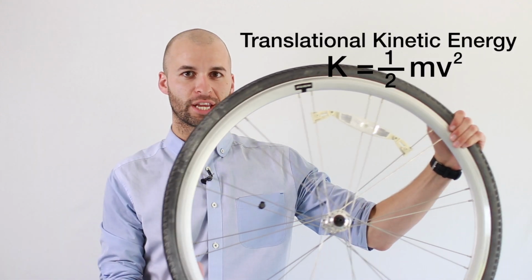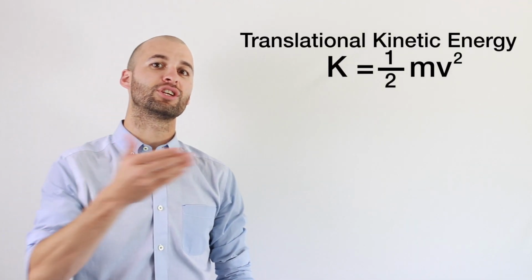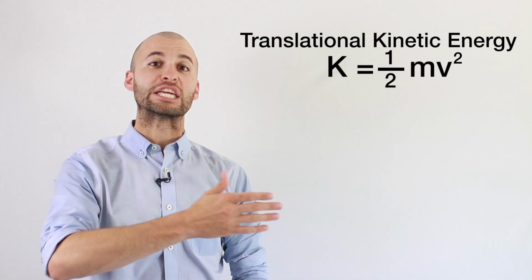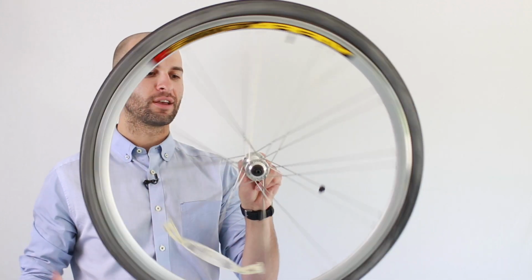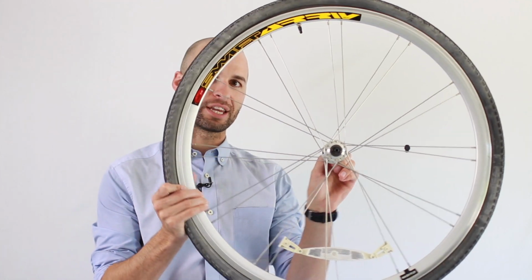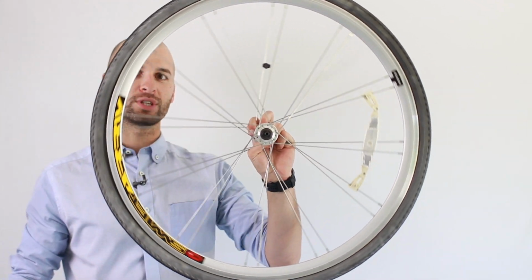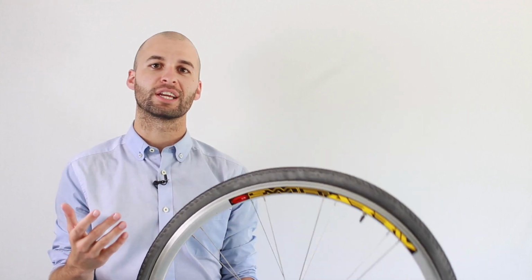Now, we've talked about several types of energy before: potential energy due to elasticity and gravitational, and we've also talked about translational kinetic energy. That is the kinetic energy of an object that is moving linearly. But what about when you have an object that is moving but isn't actually translating anywhere, but it is rotating? How do you determine the kinetic energy of that?